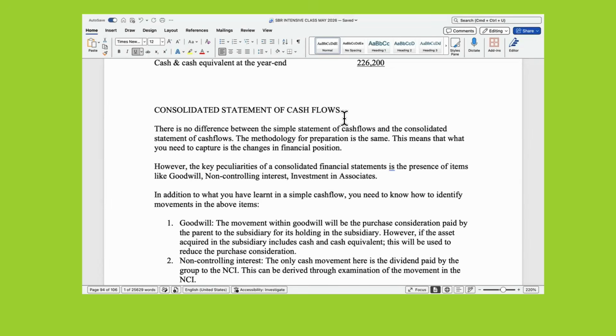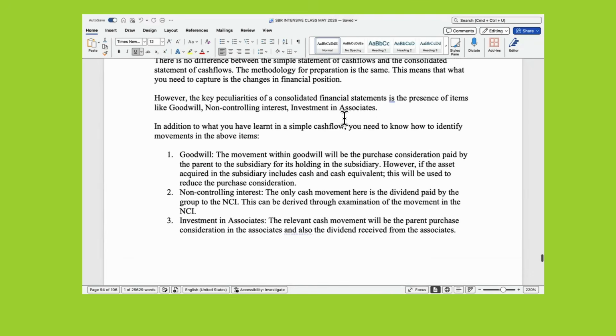There are some items you will see in your statement of financial position, and you need to be able to capture the movement also. Items like goodwill, NCI, investment in associates and all that. You see those items in your statement of financial position. So when you see those items, how do you capture the movements in such situation?